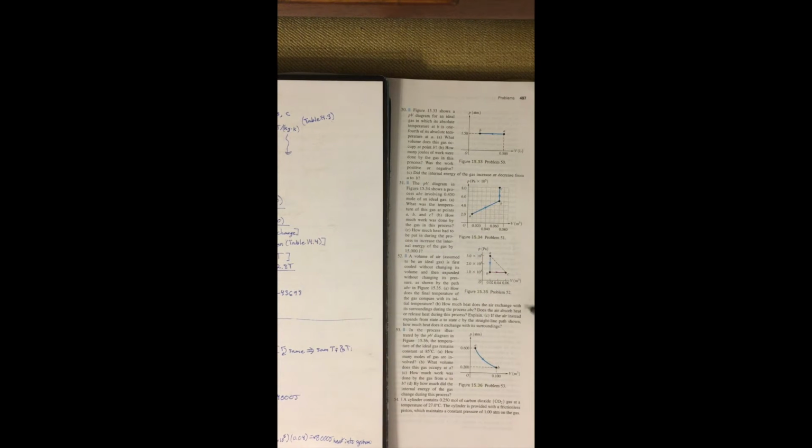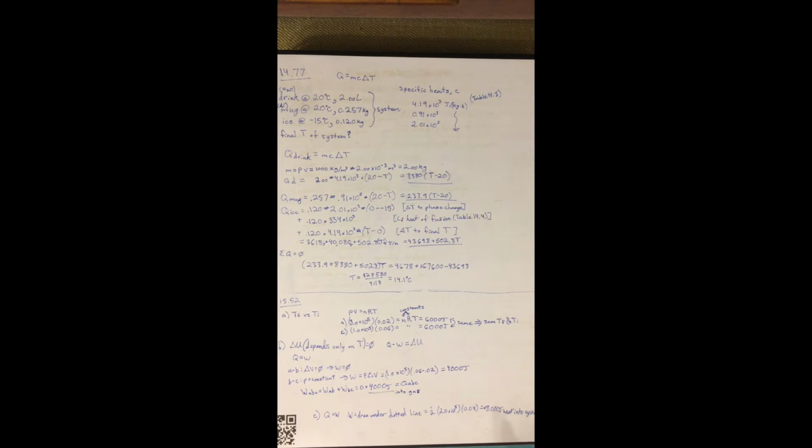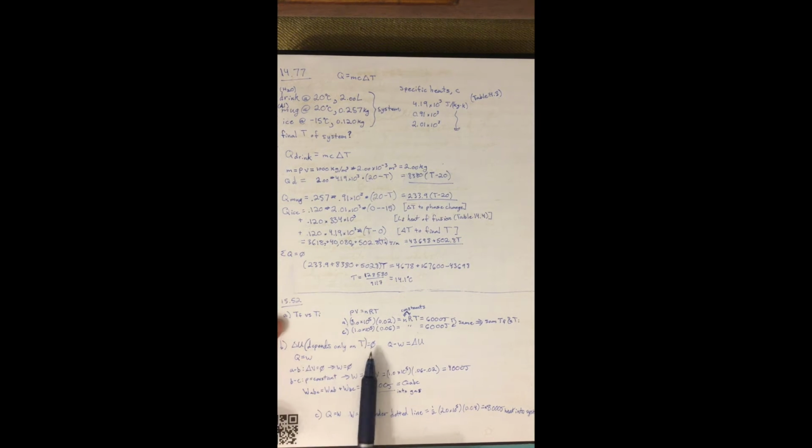Okay, so moving on to B. How much heat does the air exchange with its surroundings during the process ABC? Does the air absorb heat or release heat during this process? Explain. All right, so for an ideal gas, the change in U depends only on temperature, which we can see, the change in temperature is equal to 0.